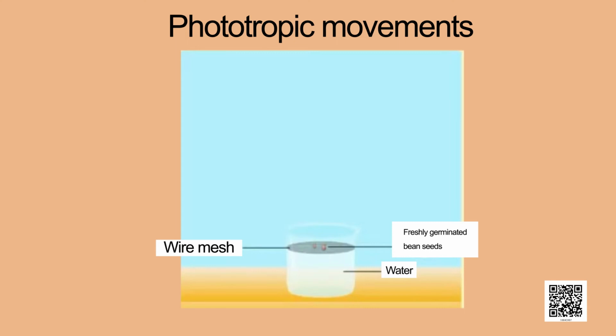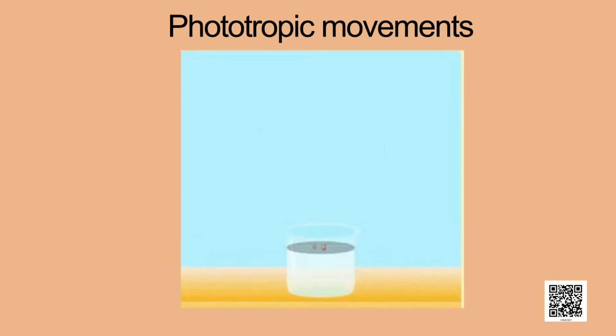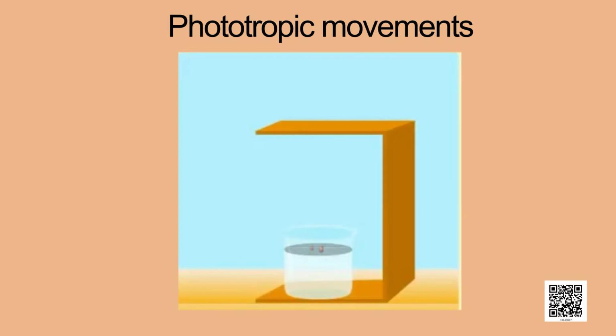Take a cardboard box which is open from one side. Keep the flask in the box in such a manner that the open side of the box faces light coming from a window. After 2 or 3 days, you will notice that the shoots bend towards light and roots away from light.